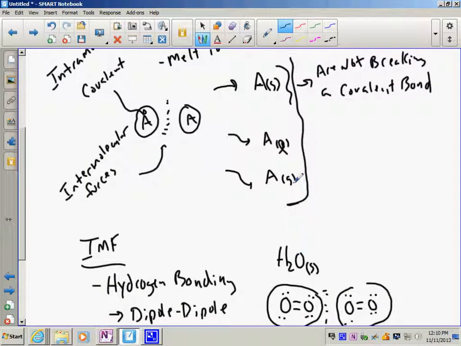That ends our talk on covalent properties.